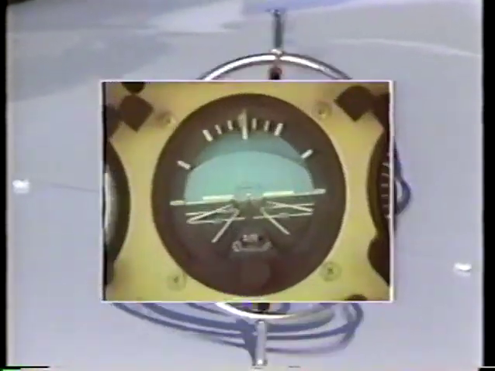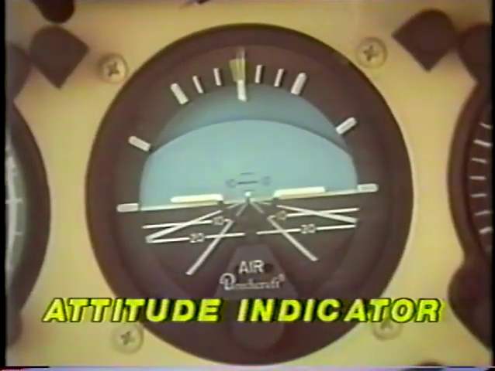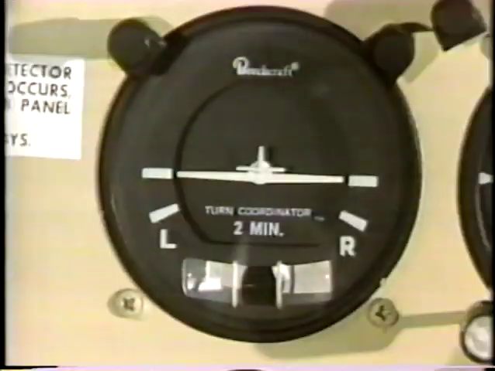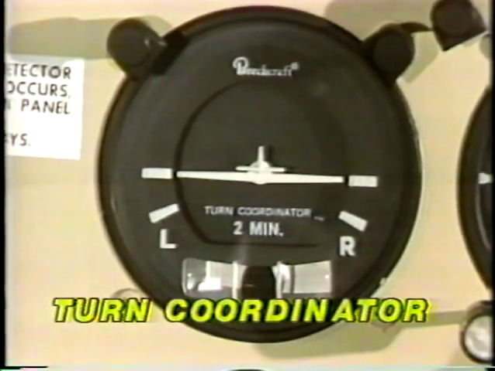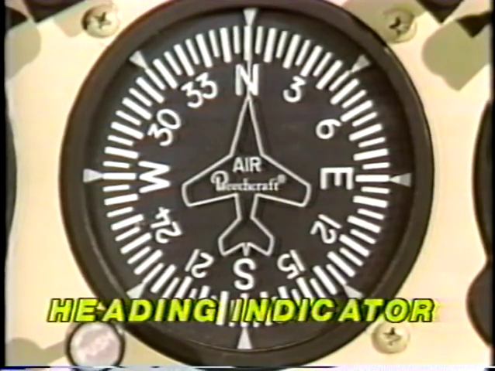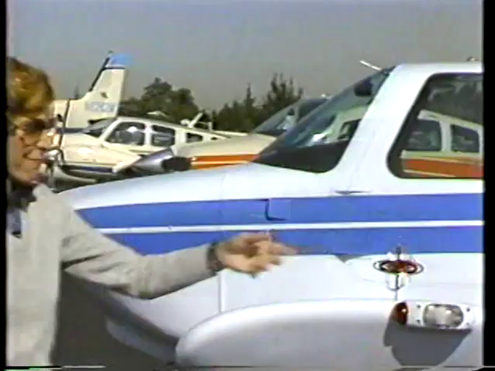These include the attitude indicator, turn coordinator, and heading indicator. We'll also take a close look at two self-contained flight instruments, the magnetic compass and the outside air temperature gauge. And we'll take a brief look at the remainder of the instrument panel.